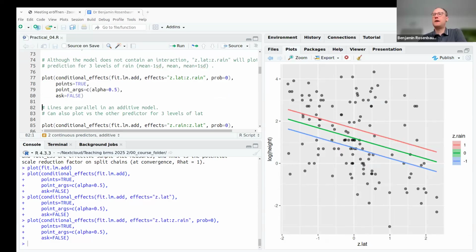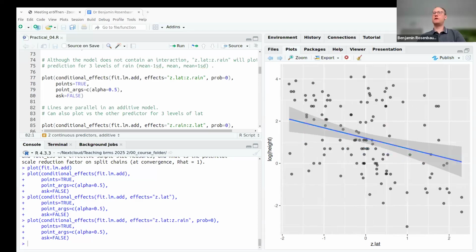And then by default, brms chooses to use the second predictor at its mean. Here this is 0, and plus and minus 1 standard deviation. And since this is an additive model, the slope doesn't change, but the intercept here changes.